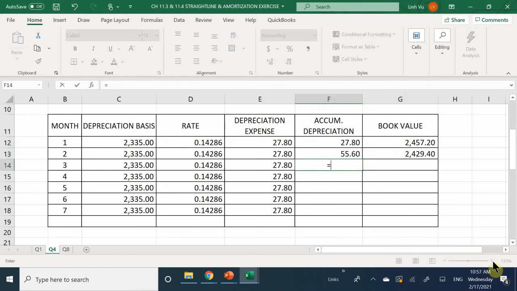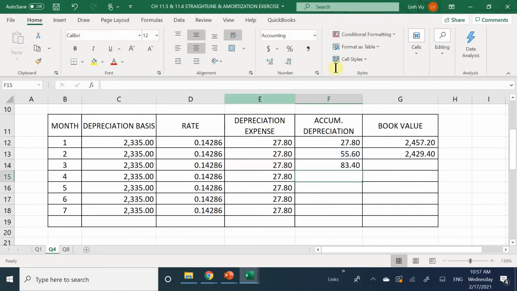What is my accumulated depreciation for year 3? 83.40, making my book value for year 3 to be 2401.6. Yes. Okay. So let's go ahead and keep going forth.